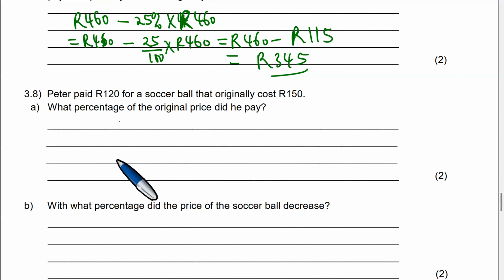Okay, Peter paid 120 Rand for a soccer ball that originally cost 150. What percentage of the original price did he pay? So he paid 120 out of 150, and then you multiply it by 100%.